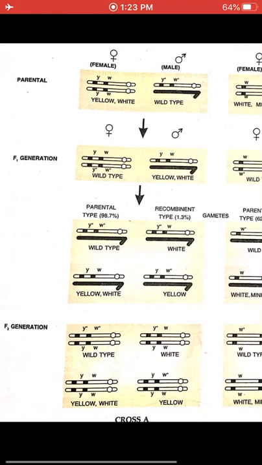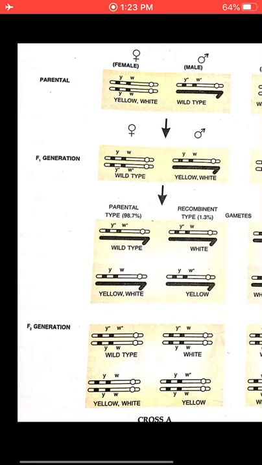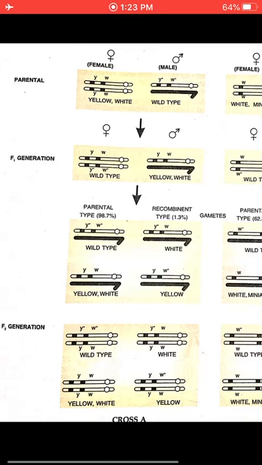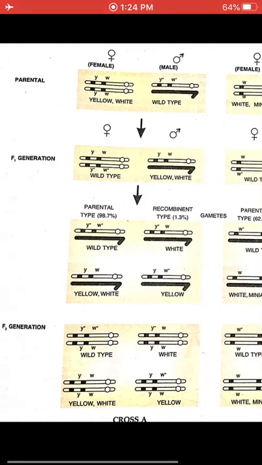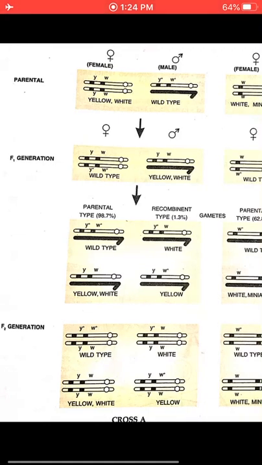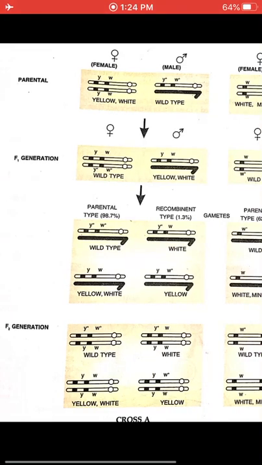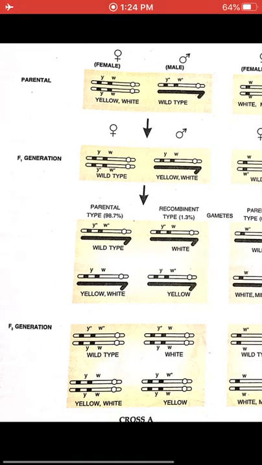When the F1 generation crosses, you can see the wild type first, having YW and Y dash W dash, meaning crossing over is there. Now we move downward and find the parental type is 98.7%. Subsequently it divides and forms gametes, and at the end, when it comes to the F2 generation, the same genes retain their parental constituents, that is yellow and white, when the cross is made between them.